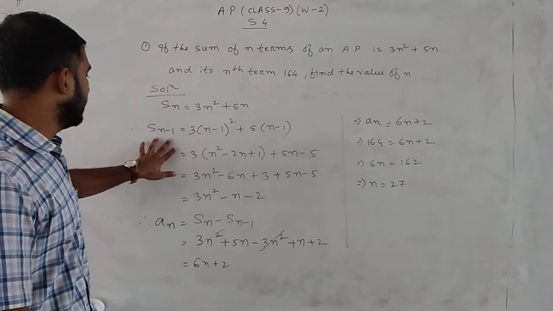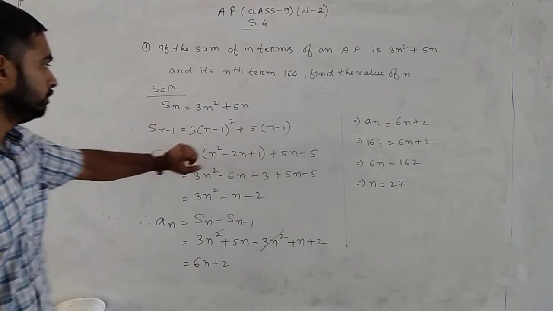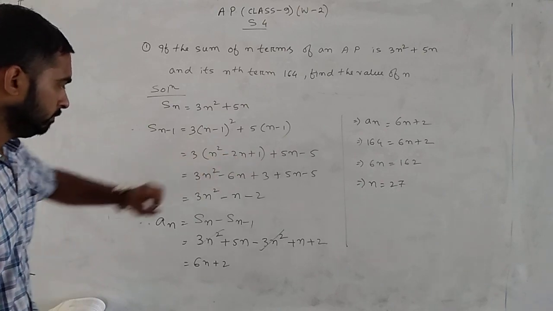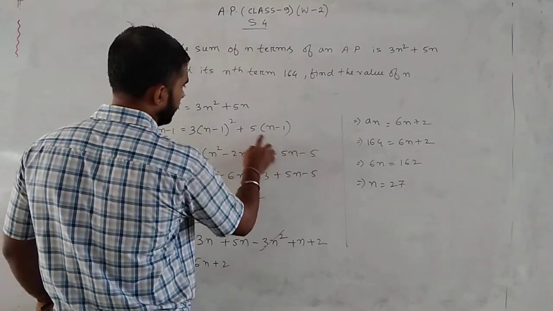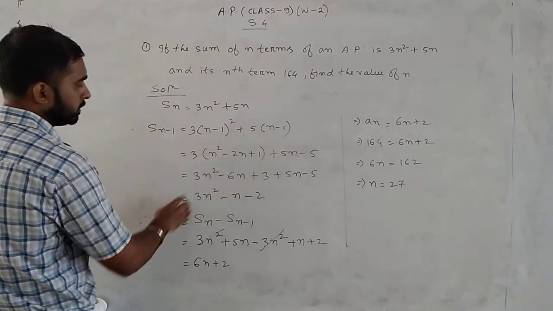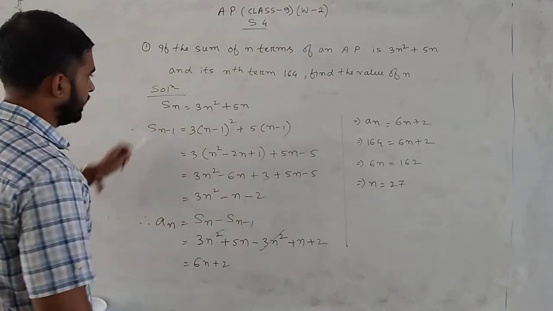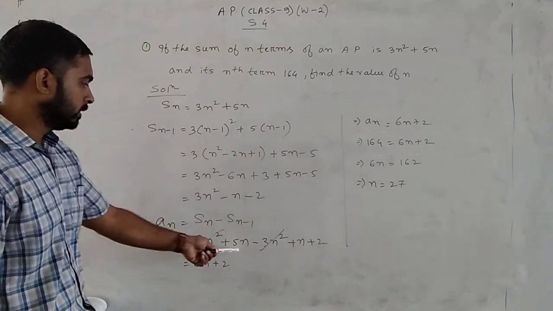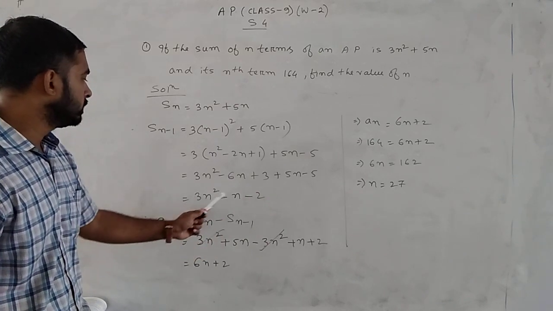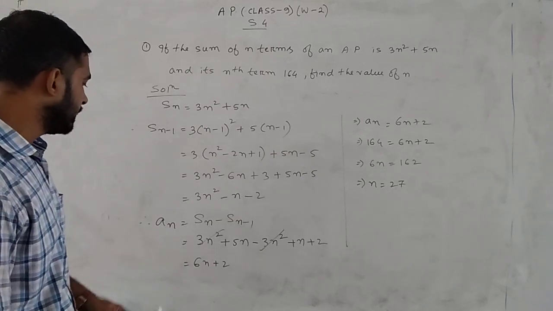Sn minus 1: replace all the n by n minus 1. Then n minus 1 whole square is n square minus twice n plus 1, and 5n minus 5, so 3n square minus 6n plus 3, this gives 3n square minus n minus 2. So an equal Sn minus Sn minus 1. As there is a minus symbol, all the signs will be changed: minus becomes plus, plus becomes minus. So an equal to 6n plus 2.